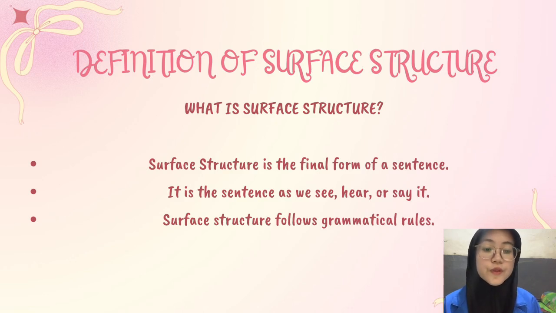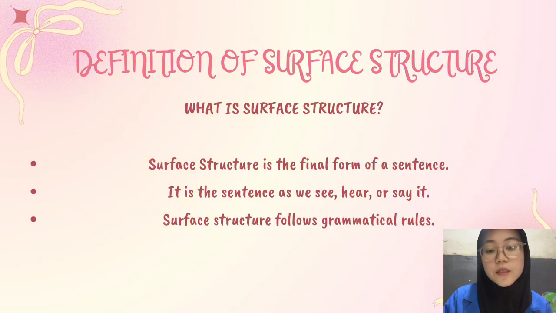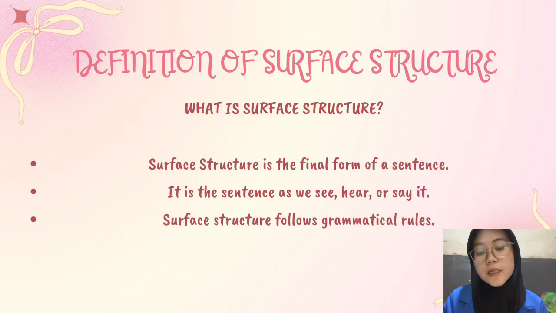Next, we move to the surface structure. So what is surface structure? Surface structure is the final form of a sentence. It is a sentence that we see, hear, or say in daily communication. This structure follows grammatical rules, so the sentence is correct and acceptable in the language.